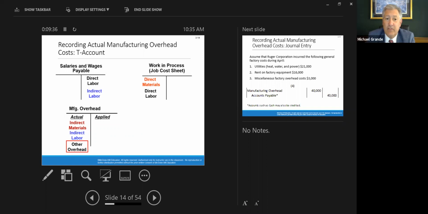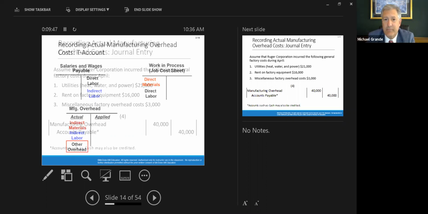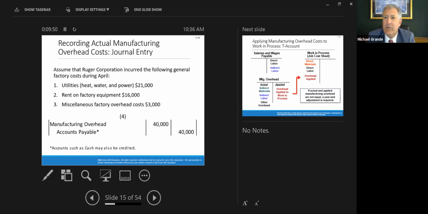And again, we're going to see the third component of manufacturing overhead. Manufacturing overhead debits indirect materials, indirect labor, and other factory costs. Assume that Rutgers Corporation incurred the following general factory costs, operative word factory: utilities on the factory, rent on the factory, miscellaneous factory costs, totaling $40,000. These are other factory costs. You debit manufacturing overhead.